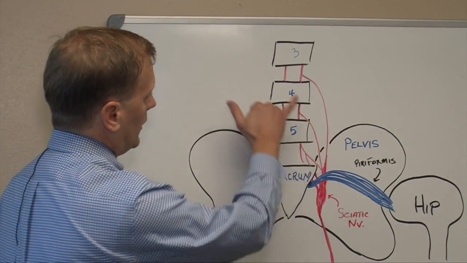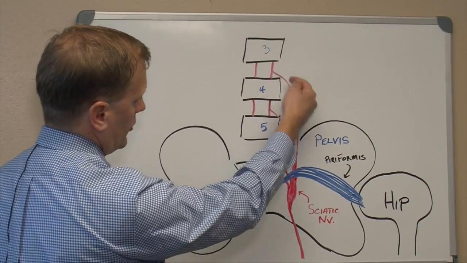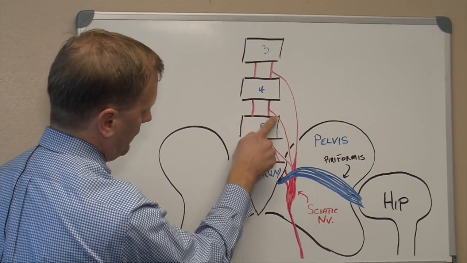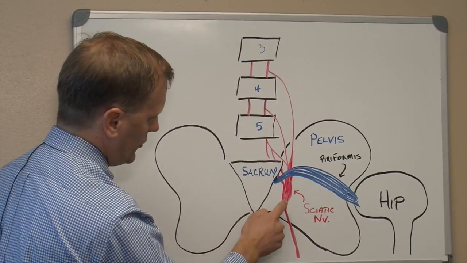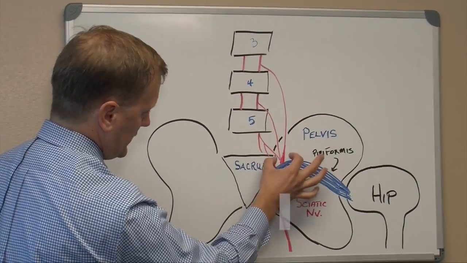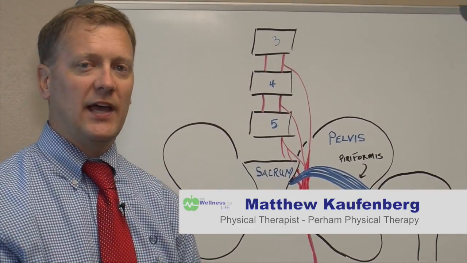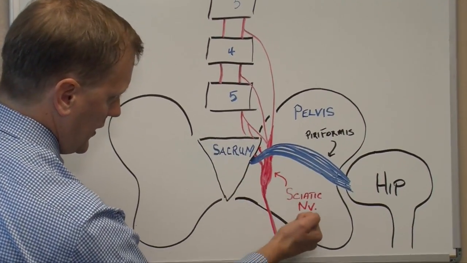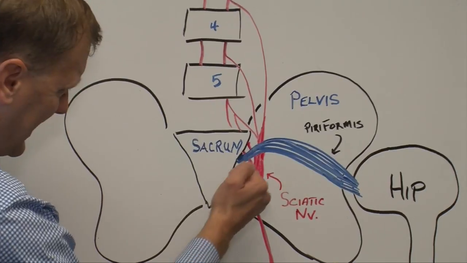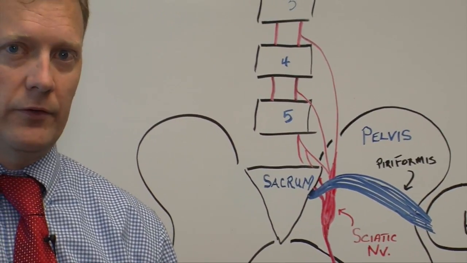If we look between lumbar level 3 and lumbar level 4, we have a nerve root. Between 4 and 5, we have a nerve root. Between 5 and the sacrum, we have a variety of nerve roots. Those nerve roots all come together and form what is called the sciatic nerve. This large clump of nerve is our sciatic nerve. That sciatic nerve basically sits below our buttock muscles.